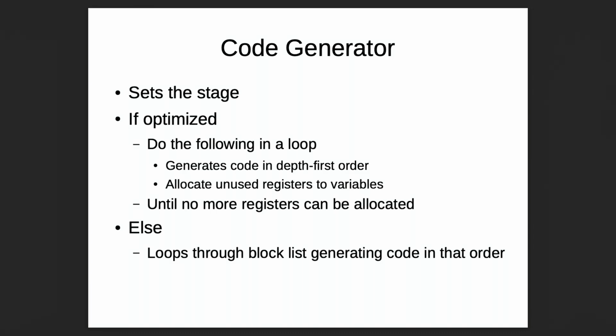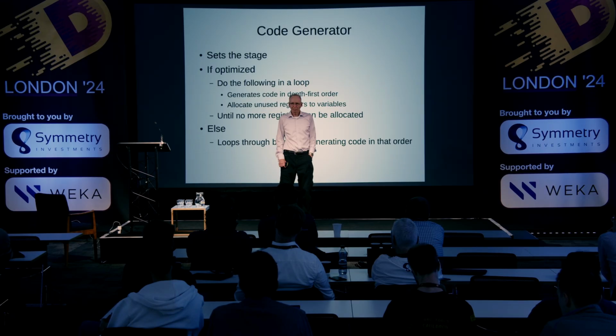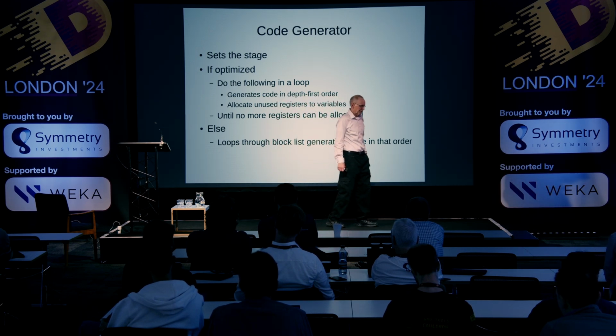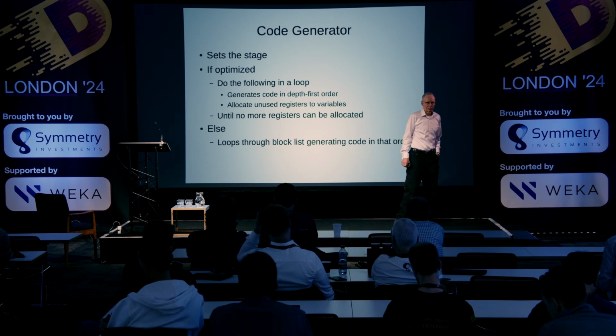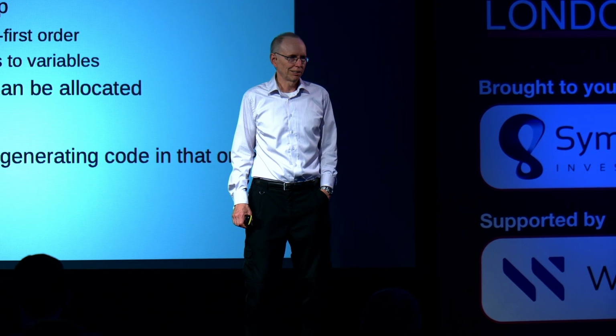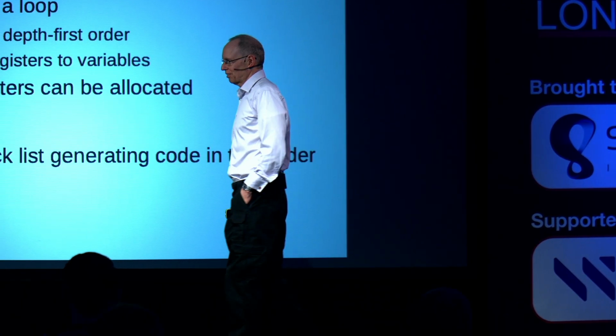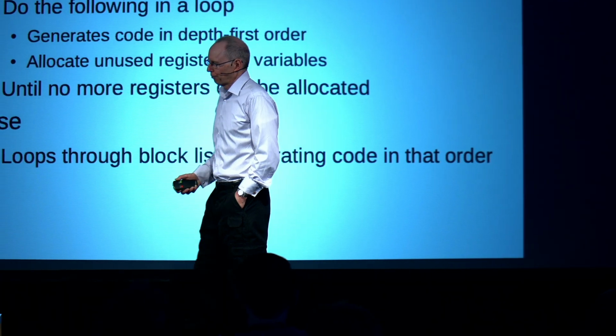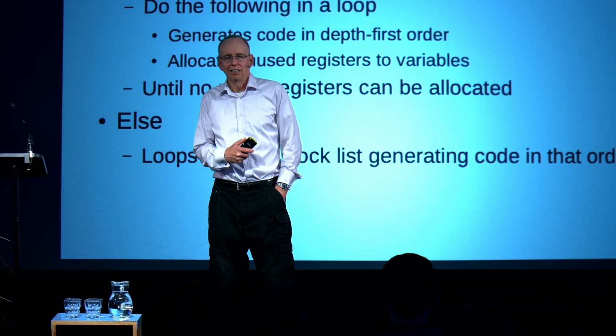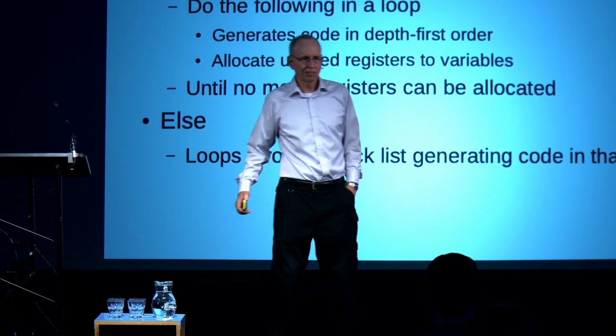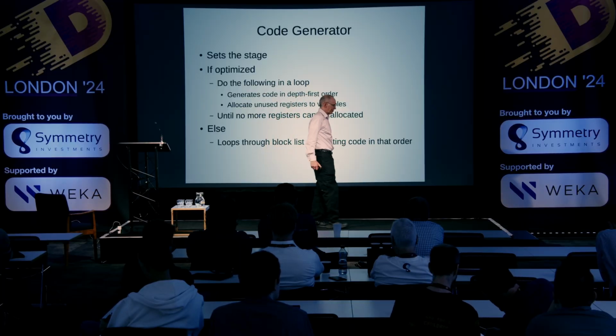So what the code generator does is set the stage, initializing variables. If the optimizer runs, it does things in a loop, because it turns out in advance, you cannot tell what registers are going to be available to assign variables to. And the only way you'll find out is if you run the code generator. Well, so now what do you do? Your only option is to do it iteratively. So how it works when the optimizer's on is it generates code as if none of the registers can be used, or that nothing can be assigned to a register.